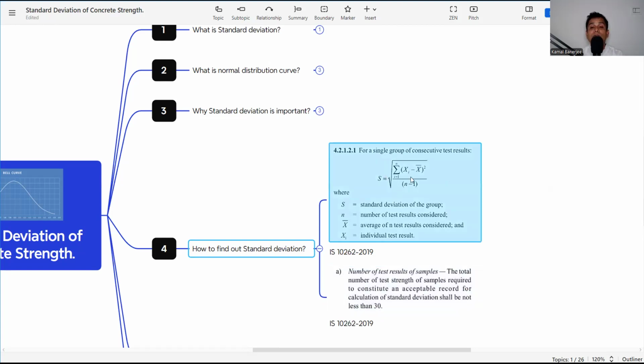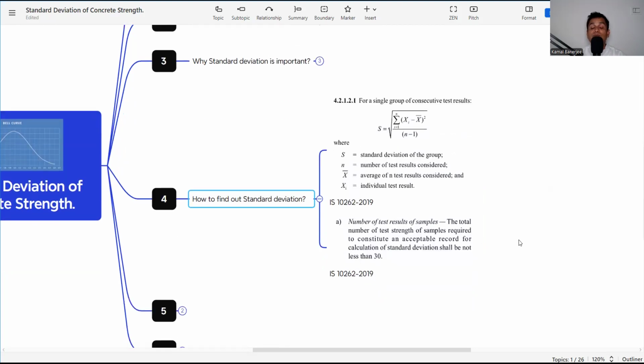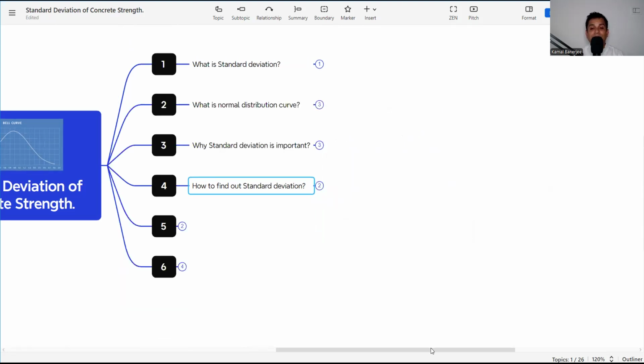Here it is: s equals the square root of the summation from i to n of (x minus x bar) squared over (n minus 1), where s is the standard deviation, n is the number of test results considered, x bar is the average of the n test results considered, that is the mean, and xi is the individual test result. So here it is the individual test result, it is the mean, and then it is the number of cubes. So from this formula we can easily find the standard deviation. I will show you one example in Excel. So let me open my Excel sheet.